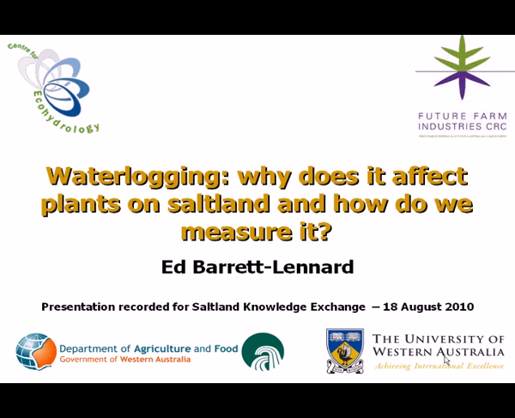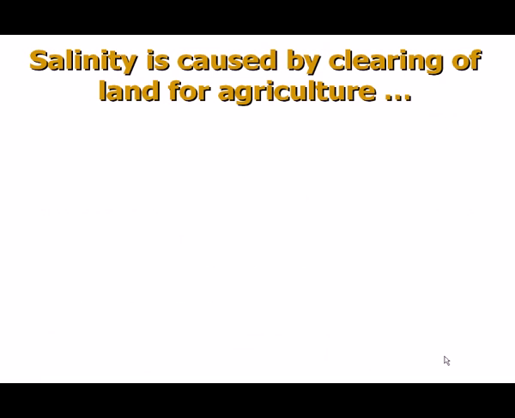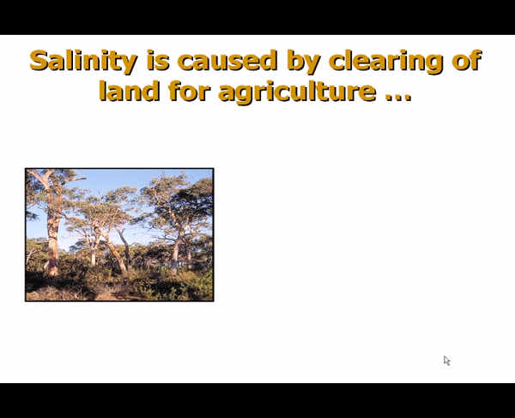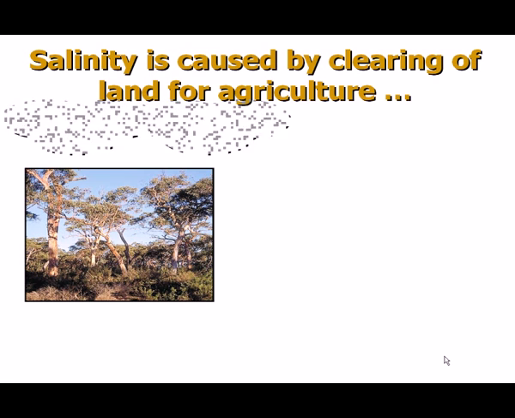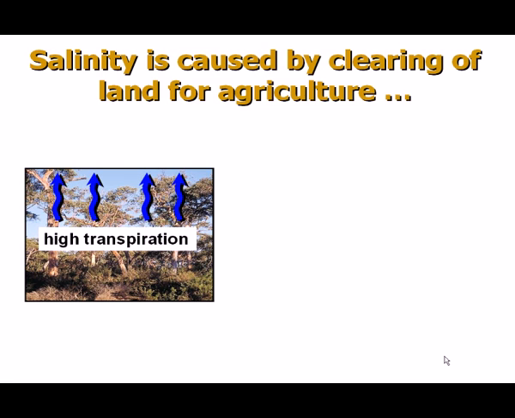In this fourth talk, I want to talk about waterlogging and why it affects plants on salt land and how we measure it. Salinity is caused by the clearing of land for agriculture. We all know this. We've got vegetation, a forest that was over most of southern Australia before Europeans arrived here. And when rain fell in this original vegetation, there were very high rates of transpiration and very little or no leakage into the subsoil, and water tables were very deep.